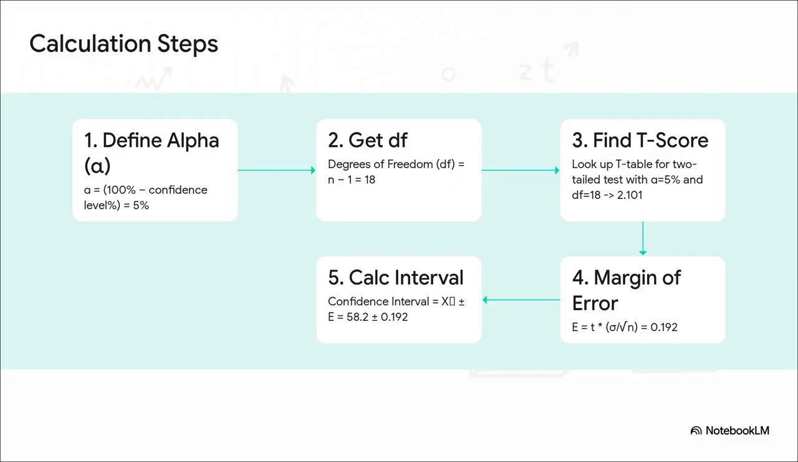And what follows is just a clear mechanical process. First, we define alpha. That's our risk tolerance, the 5% chance we're willing to be wrong. Second, we find our degrees of freedom. It's just the sample size minus 1. All this does is slightly penalize us for having a small sample, which makes our result more reliable. Third, we take those two numbers, look up our t-score in a table, think of it as our uncertainty multiplier, then we use that to calculate the margin of error, and boom, we have our confidence interval.